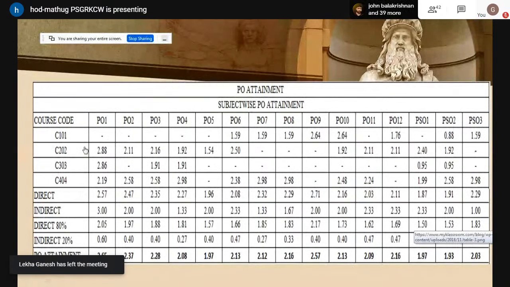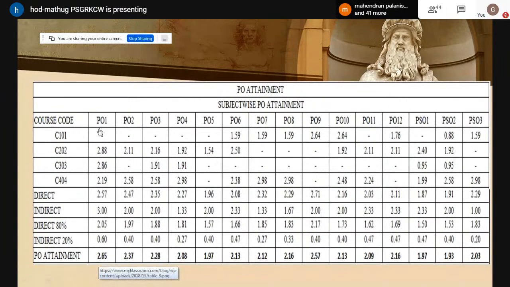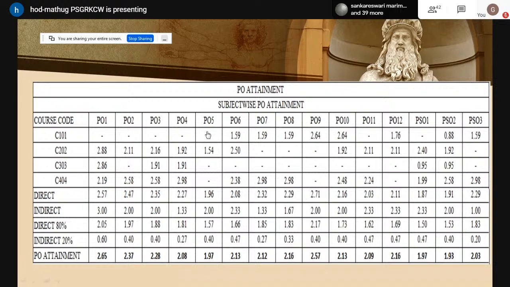Here I have summarized the entire table. Now, the PO attainment: I can see 2.65 for PO1, whereas it is 1.97 for PO5. So then I have a look at this PO attainment. Maybe my program is weak as far as satisfying PO5. Now what I will do is either modify this PO5, or modify my curriculum, or modify my teaching learning method. What rectification or modification has to be implemented, I will sit and decide with the board of members, with the parents, with the students, with the management, and with all other stakeholders.